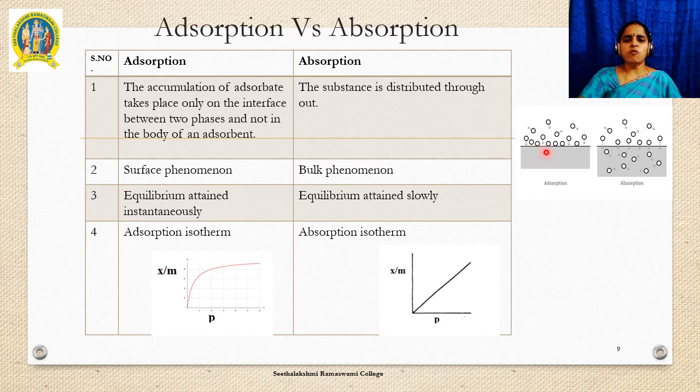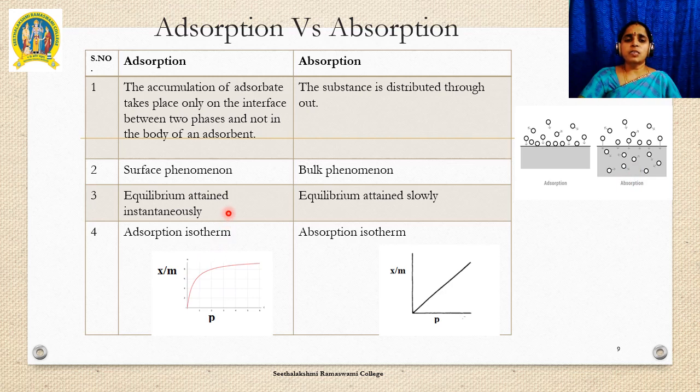The accumulation of adsorbate that takes place near the surface is called adsorption, whereas the substance is getting distributed throughout the body in the case of absorption. So, adsorption is a surface phenomenon because it occurs near the surface alone, whereas absorption is a bulk phenomenon because the substance is getting distributed throughout the bulk.